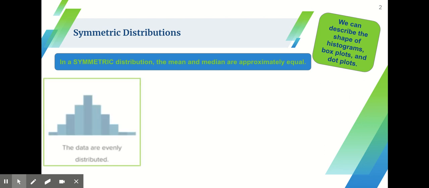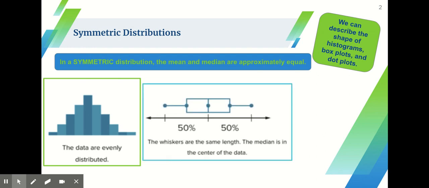You might not be as familiar with histograms, and you're not going to have to create those by hand, but you'll be able to tell the shape by looking at them. In a symmetric distribution, the mean and the median are approximately equal. In this histogram, the data are evenly distributed. This is a symmetric distribution.